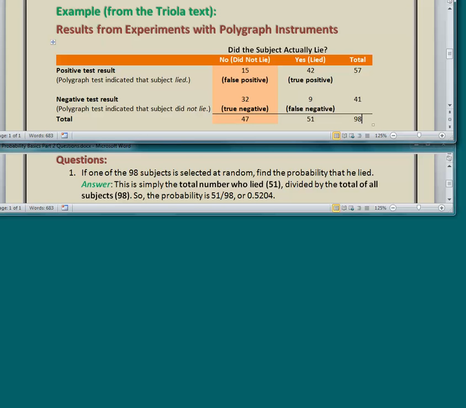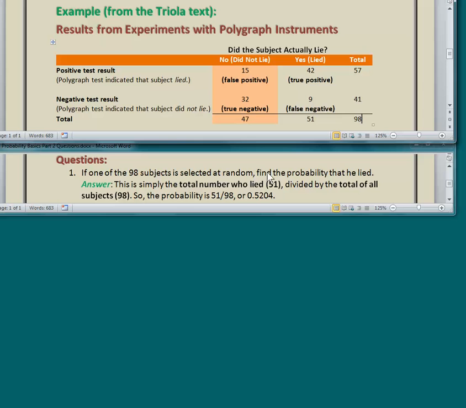Okay, now we're going to start answering some probability questions, all based on this table here. Let's look at the first question. If one of the 98 subjects is selected at random, find the probability that he lied. This is a very common form of question. You'll get a table like this and you'll get a question. Most of them start this way. If one of the 98 subjects is selected at random.